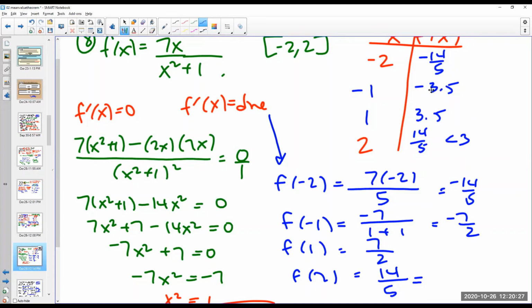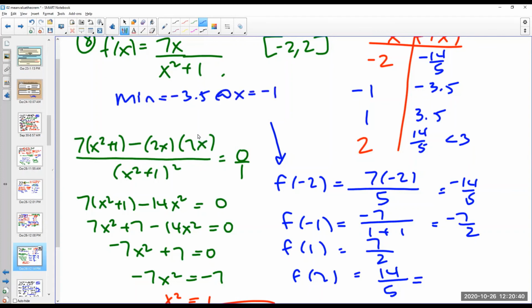So which is my smallest number? -3.5. So I'm going to say the minimum equals -3.5 at x equals -1. What's my biggest number? 3.5. And that happens at x equals 1.